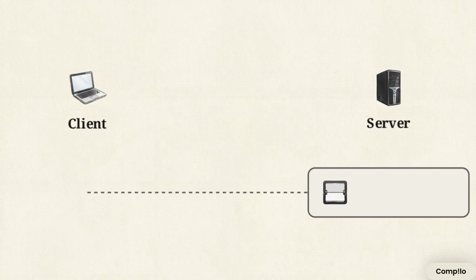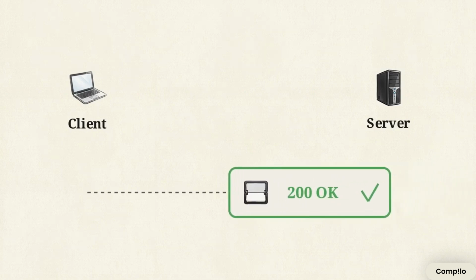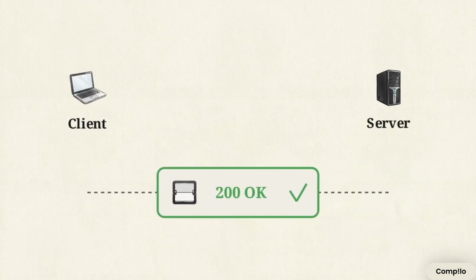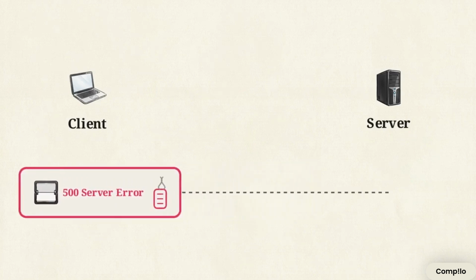The server communicates the result of these actions using numerical status codes. A 200-level code indicates a successful operation. This is contrasted with failure codes. 400-level codes signal a client error, like a broken URL, and 500-level codes indicate a failure on the server's end.